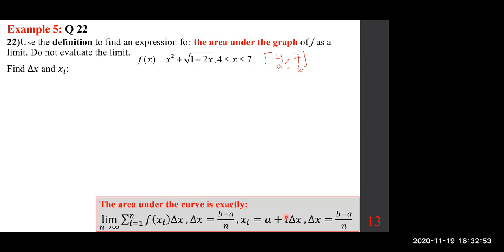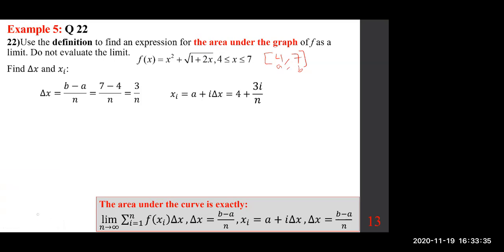Okay, so with that being the case, let's do that. So this is 3 over n, and x sub i is a plus i delta x. A starts with number 4. So 4 plus i times delta x, which is 3 over n, and we get 4 plus 3i over n. So again, quick recap, look at what we have at the bottom. First find delta x, then find x sub i using a plus i delta x, and maybe I graph this for you one more time.